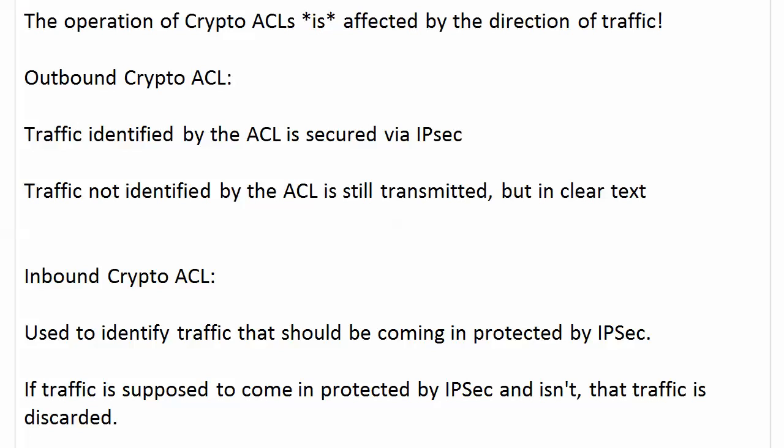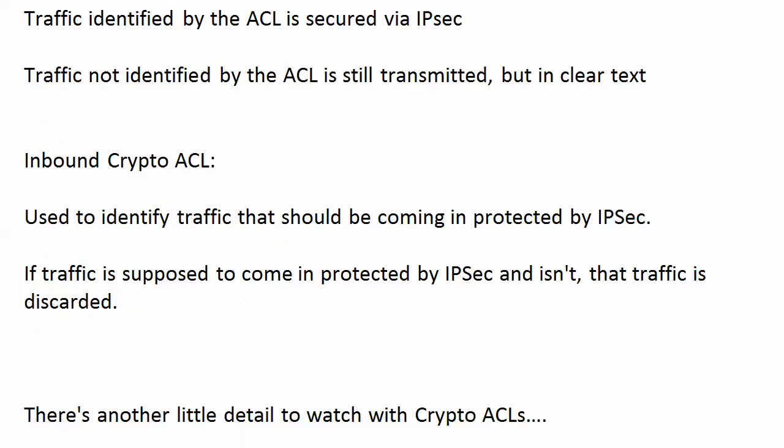If we've said, okay, traffic coming in from 172.12.123.0/24 is supposed to be protected by IPSec, and then a minute later or a week later or a month later, we get plain, unprotected traffic coming in, that's a pretty big red flag that maybe we're being spoofed. Maybe it's really not coming from that network. So inbound crypto ACLs definitely have their use.